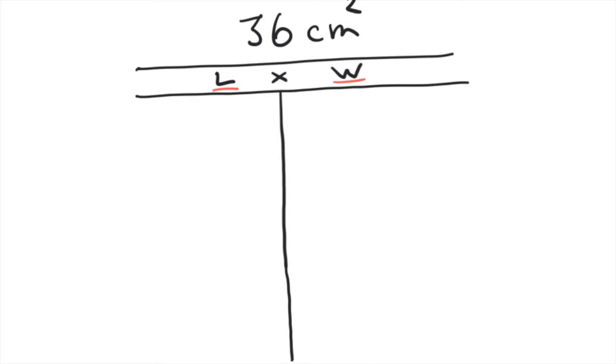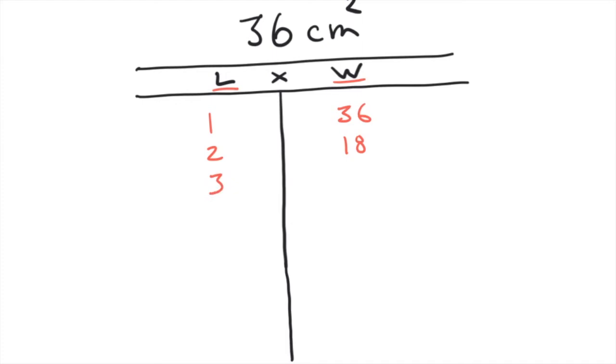So if I started with the smallest number I could, does 1 go into 36? Yes. How many times? Well, 1 goes into 36 36 times. Can 2 go into 36? Well, I know it can because 36 is an even number. And 2 times 18 is 36.